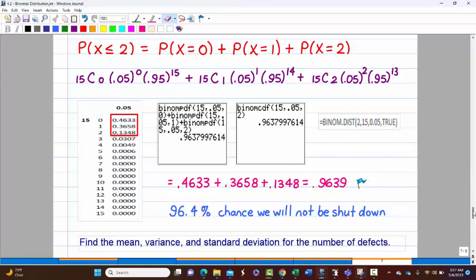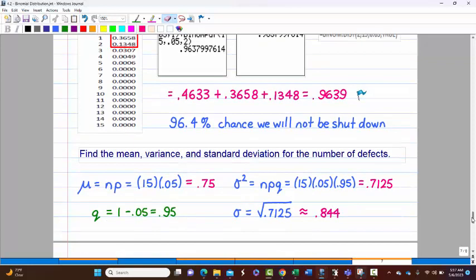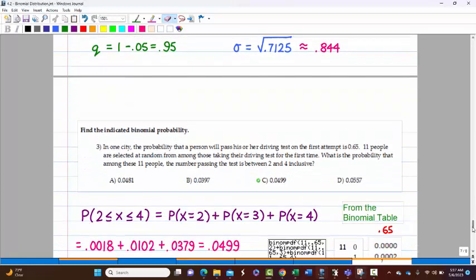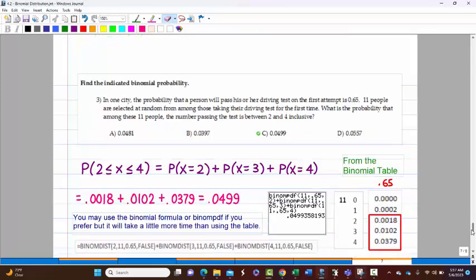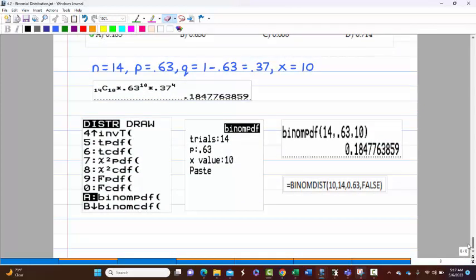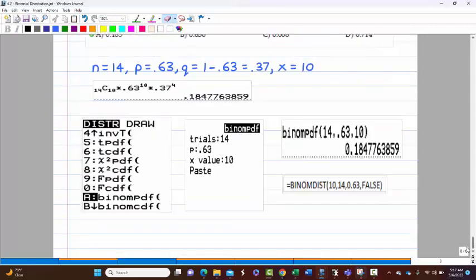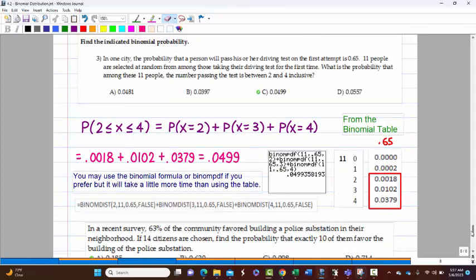So in terms of percentages, we have a 96.4% chance that we will not be shut down. That's pretty good. And here's the mean, variance, standard deviation. That's easy enough. I don't know. I'll leave these 2 in here. Okay, I got the calculator and the Excel there for this one.